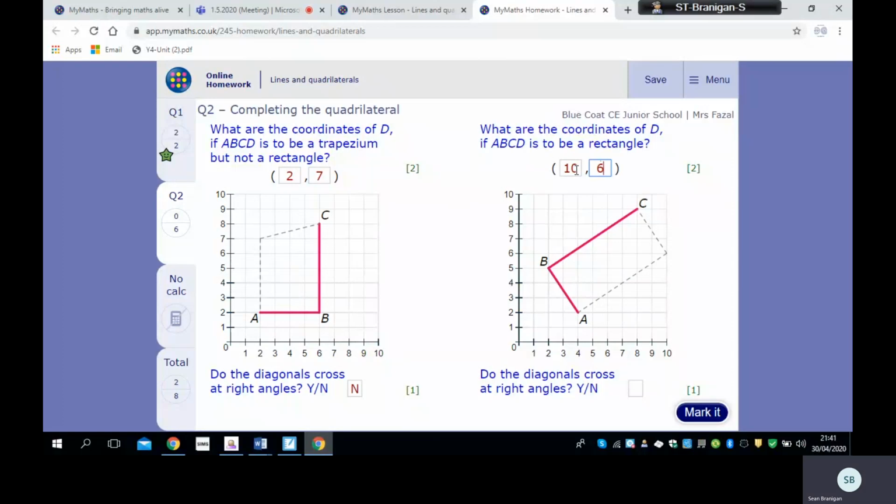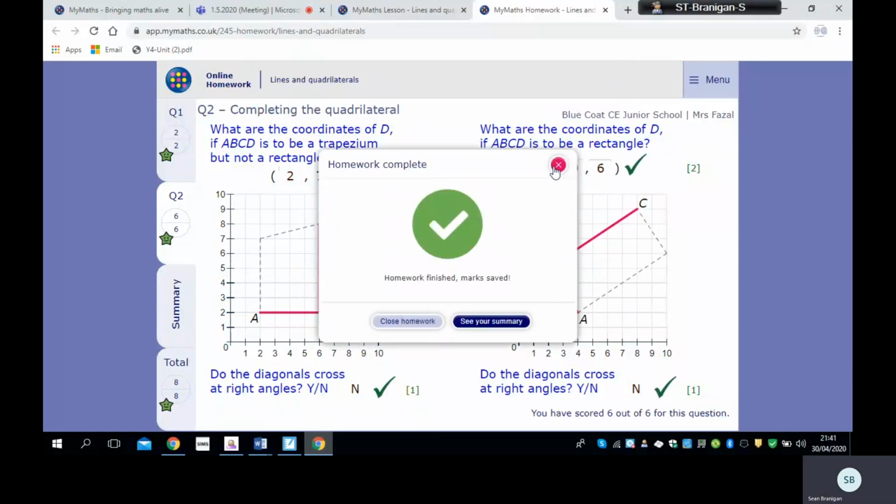It's got 2 sets of parallel lines and opposite sides are the same length. Do the diagonals cross at right angles? No, they don't, because when the diagonals cross and make a right angle, it was a square and a rhombus, wasn't it?